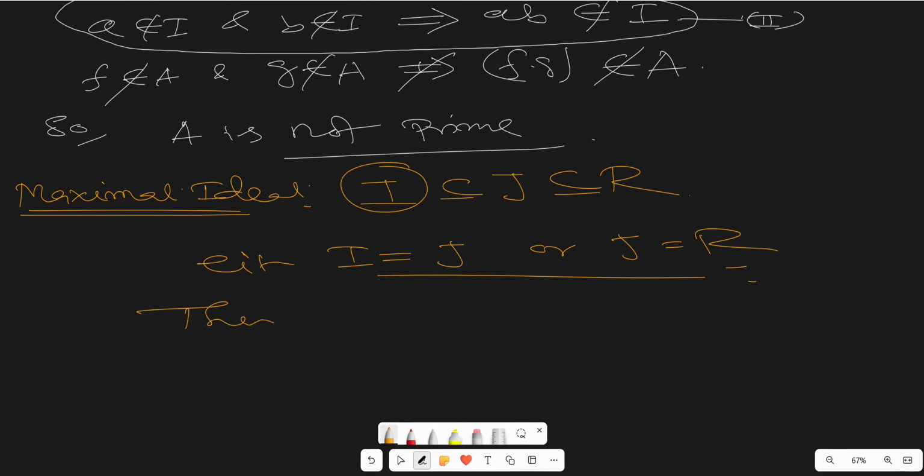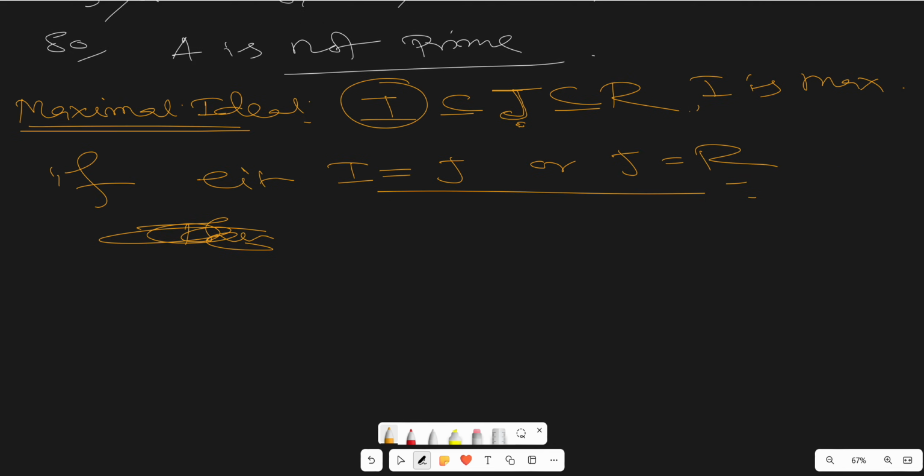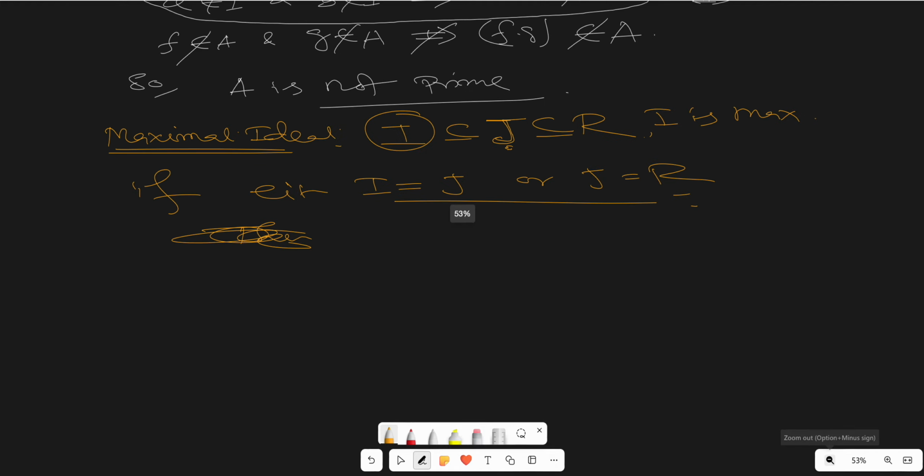Then I is maximal if this happens, right? So you cannot squeeze between, you cannot allow any ideal in between them. So if there is any J, another ideal, which is squeezed between I and R, then I cannot be a maximal ideal, right? So, maximal ideal, are you getting my point? The definition of the maximal ideal.